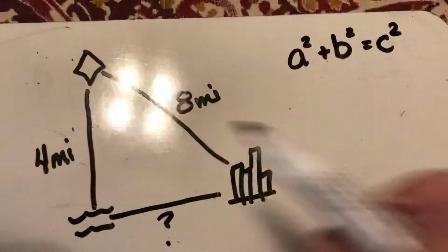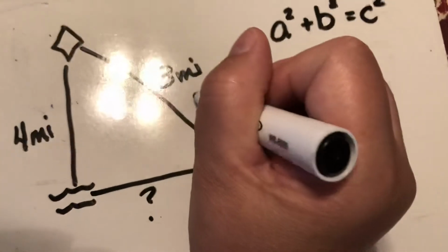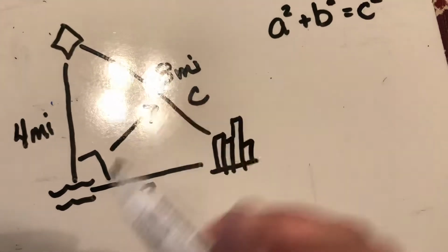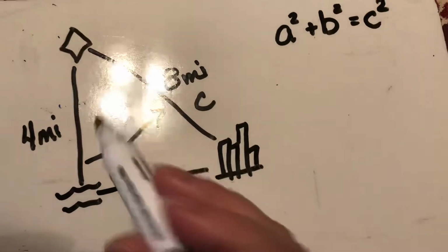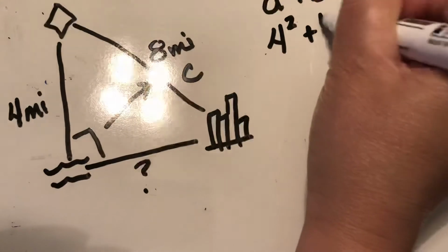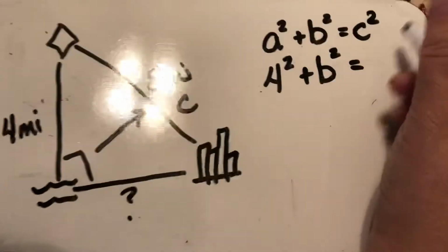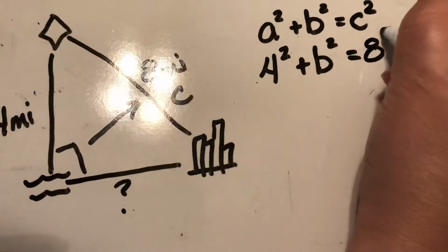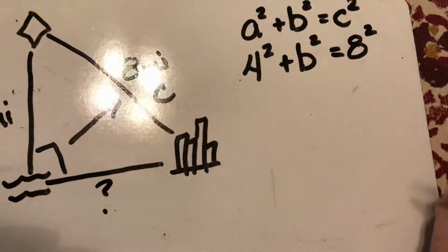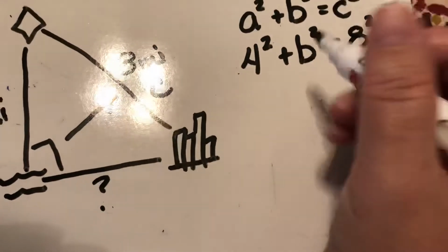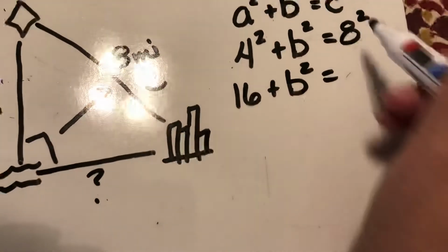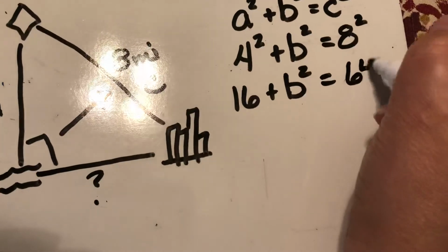And I'm just going to plug in. Well, I know 8 is my c because that is opposite of my right angle. And I'm going to say 4 is my a. I'm looking for my b, and my c is 8. So I have 4 squared plus b squared equals 8 squared, and then I just solve. So 4 squared is 4 times 4, which is 16, plus my b squared. 8 squared is 8 times 8, which is 64.